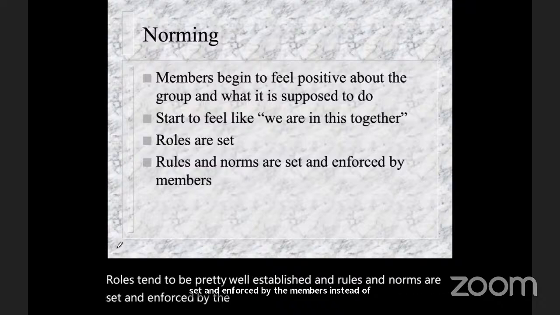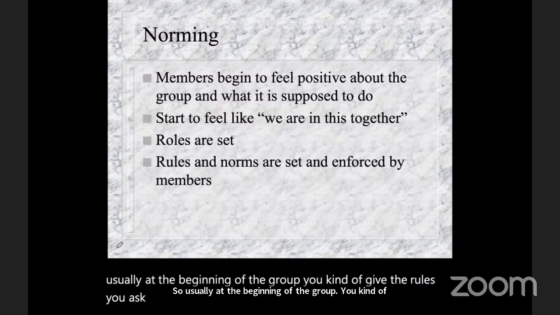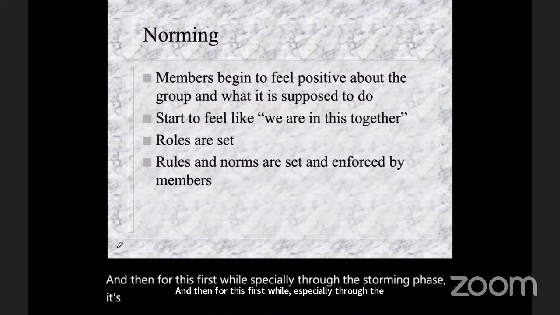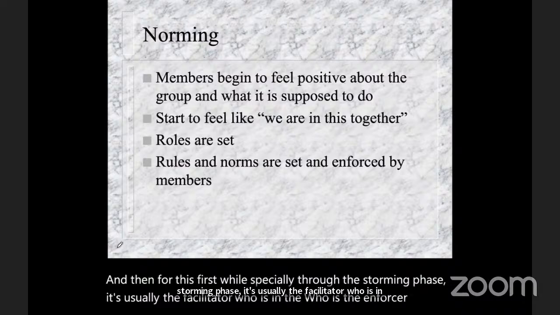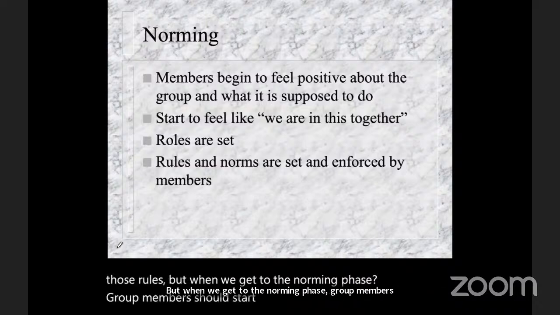the facilitator. So usually at the beginning of the group, you give the rules, you ask the group if they want to include any other rules. And then for this first while, especially through the storming phase, it's usually the facilitator who is the enforcer of those rules. But when we get to the norming phase, group members should start holding themselves accountable.